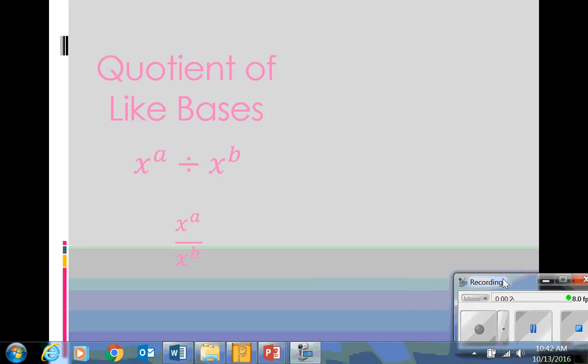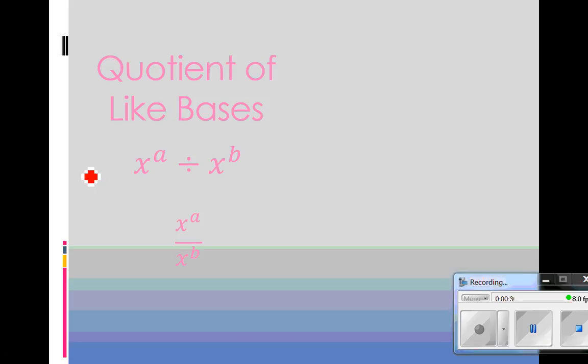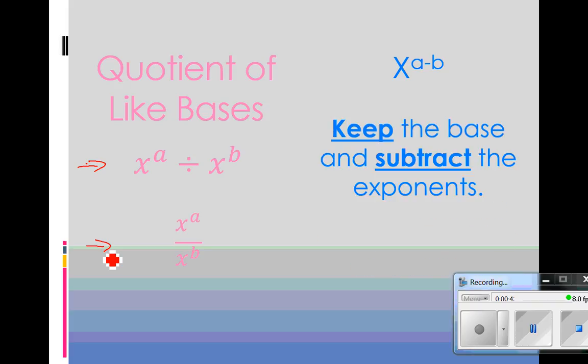The first one is quotient of like bases, and these are the two ways that a division problem will look. A basic division problem, and then of course as a fraction. And the operation you're going to use is keeping the base and then subtracting the exponents. So keep the base and subtract the exponents.